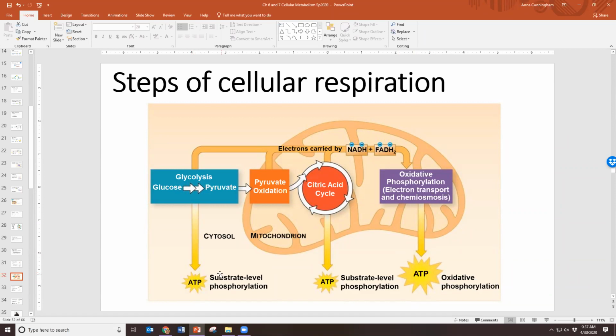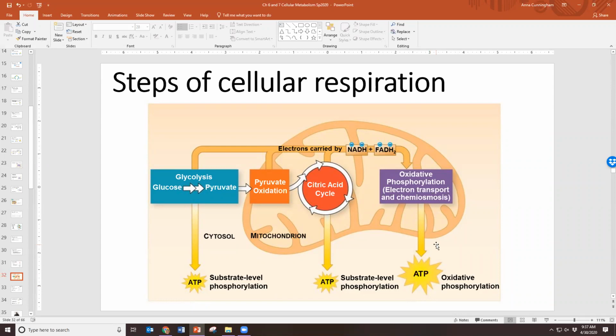So during cellular respiration, we do get a little bit of ATP generated during glycolysis via substrate level phosphorylation, a little bit during the Krebs cycle via substrate level phosphorylation, but the vast majority, and I mean like 34 out of the 38 ATP generated during cellular respiration, if I remember correctly, 32 to 34 of the ATP generated via cellular respiration is via oxidative phosphorylation. So it's a very powerful process.